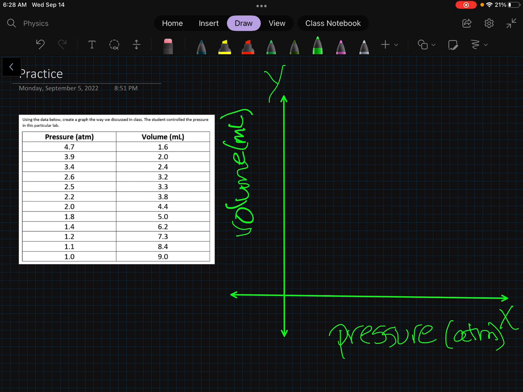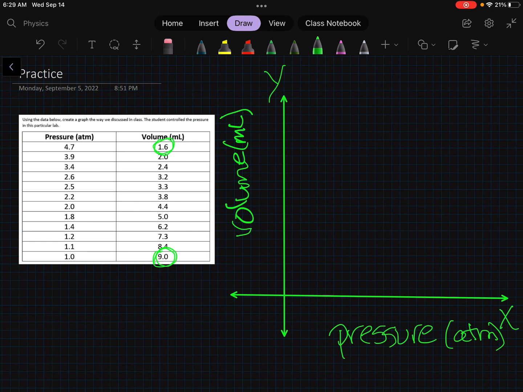Now we need to figure out a scale. And to do a scale, we're going to look at the lowest number and the highest number. So for the y-axis, our lowest number is 1.6. Our highest number is 9. So up to 10 would be ideal.